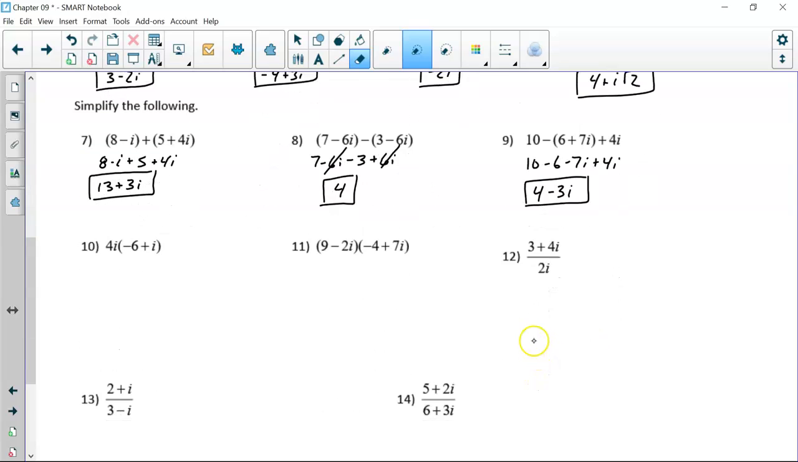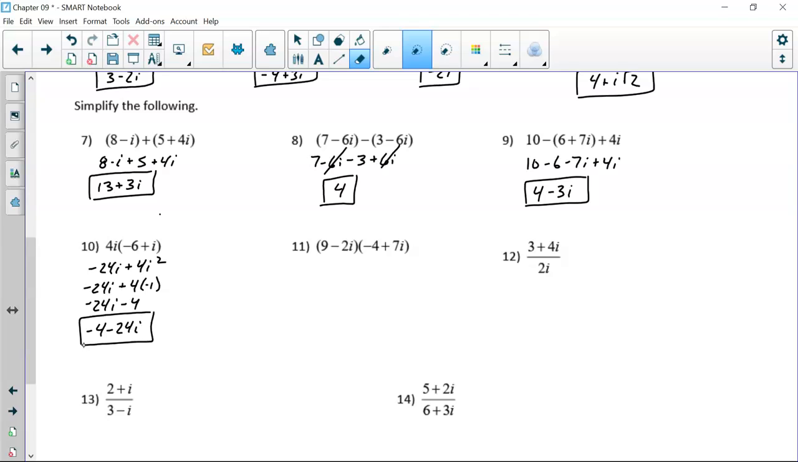Number 10, we're going to distribute the 4i. 4i times negative 6 is negative 24i. 4i times i is plus 4i squared. Now, we can't leave i squared in our answer at all. i squared is negative 1, so it's 4 times negative 1. So it's negative 24i minus 4. In standard form, that would be negative 4 minus 24i. The imaginary part goes in the end.